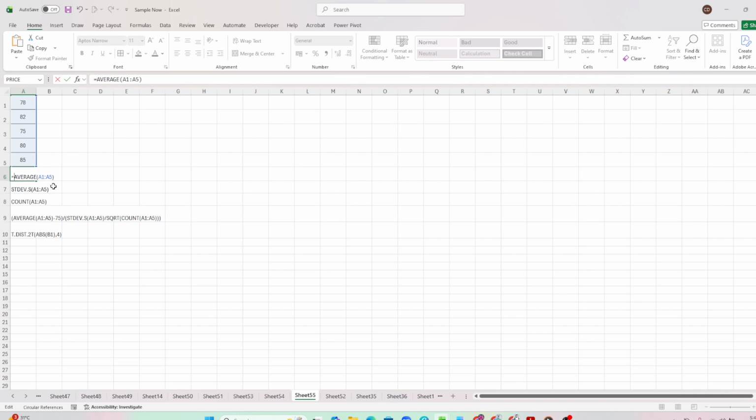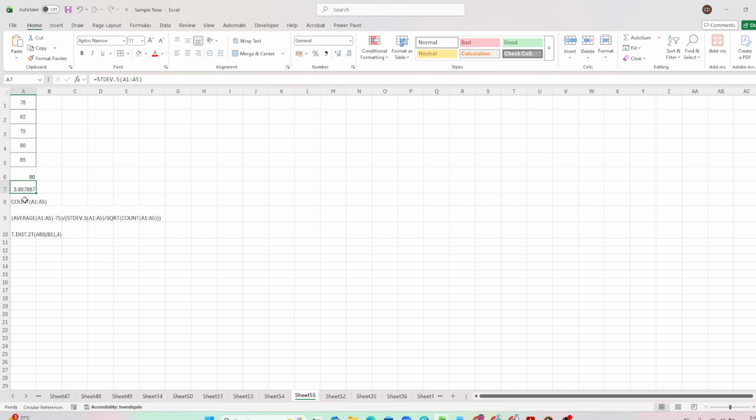Next, find the sample standard deviation with =STDEV.S(A1:A5). Use STDEV.S because we're treating these values as a sample, not a whole population. Then count how many observations you have using =COUNT(A1:A5). That gives you n.